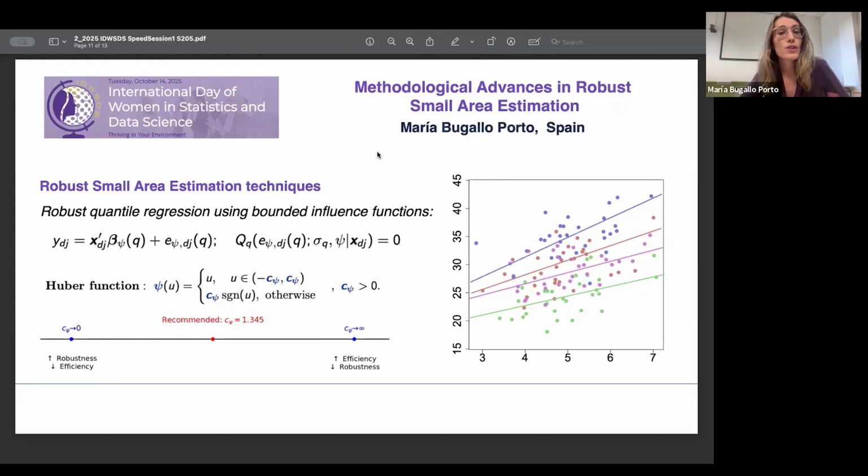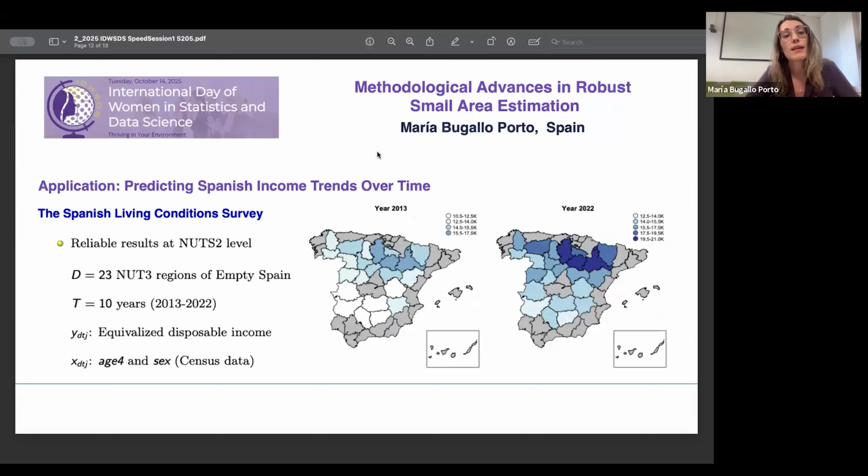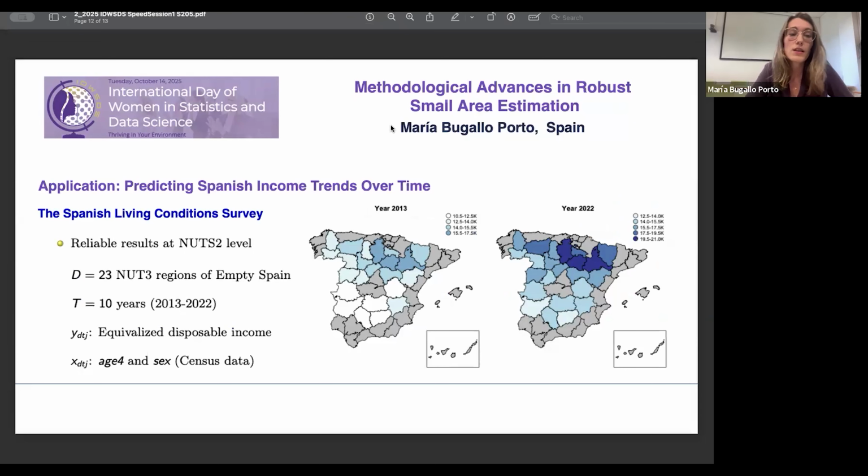By seeing the bigger picture and without focusing on the details, in the next slide I'm going to present the application to the Spanish Living Conditions Survey, in order to predict income trends over time. This survey is designed by the Spanish National Institute of Statistics to obtain accurate direct estimates at autonomous community level, but here the aim is to do the research at a lower level of aggregation. Indeed, in 23 provinces of Empty Spain.